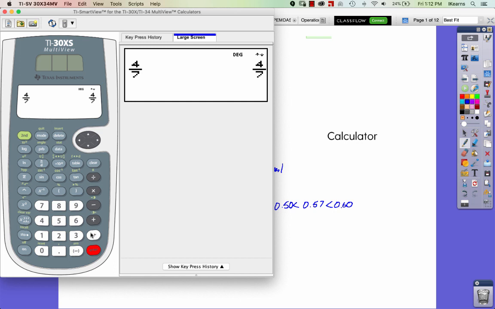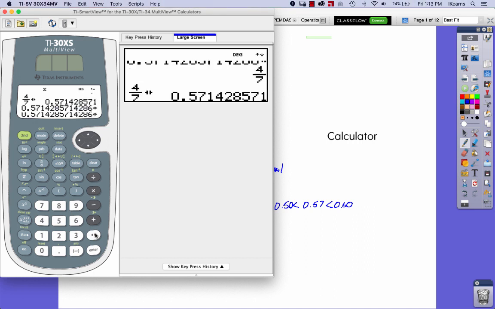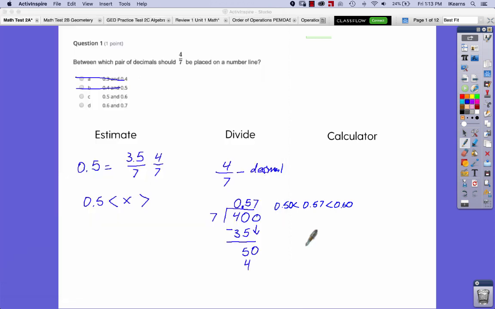But this double arrow here will convert between a fraction and a decimal. And there you can see it. It will also convert between a decimal and a fraction, and back and forth. So this is useful in other parts of the test when you can use a calculator. Again, for this question, likely not going to be able to use a calculator.